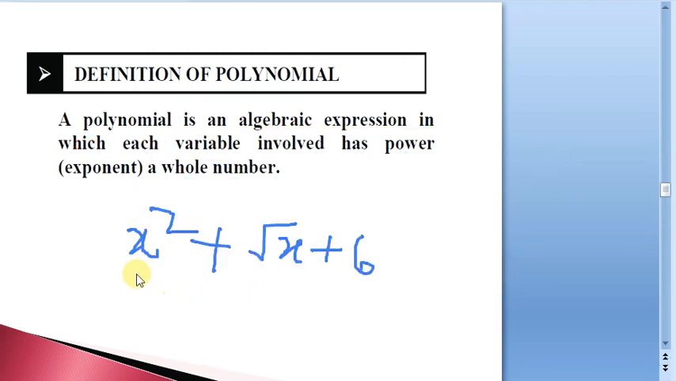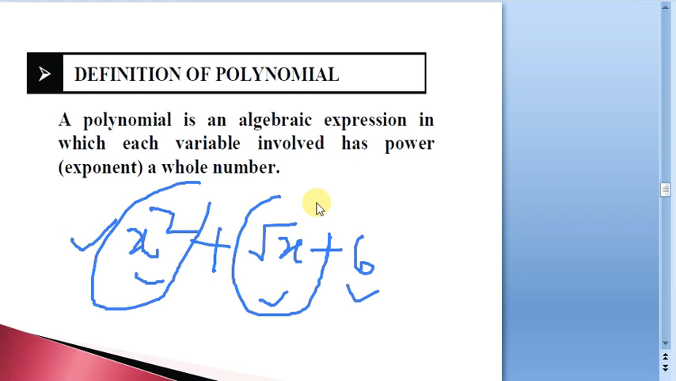So I have taken x square plus root x plus 6. We very well know this is going to be an algebraic expression. How many terms are there? x square is a term, root x is a term, and 6 is a term. Let me put the signs here: this is plus and this is also plus. So 3 terms are there. There is no doubt about this being an algebraic expression.